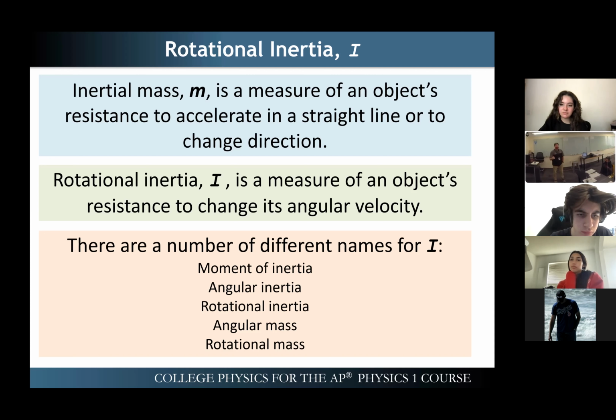For linear motion, it doesn't really matter. I mean, if the truck's heavier in the front or the back, it doesn't matter. I still have to push all of it, right? But for rotating things, it does matter where that mass is. If it's centrally located, that's a lot easier to accelerate. If it's out on the edges, that's going to be a little bit harder to accelerate. Okay, so that's the basic idea behind rotational inertia.